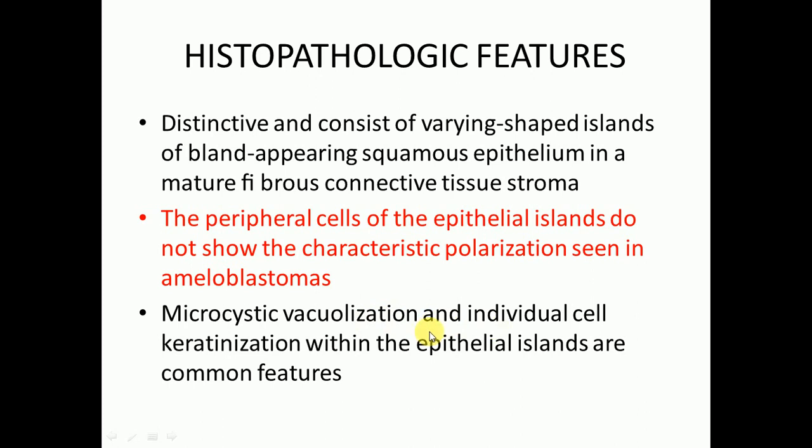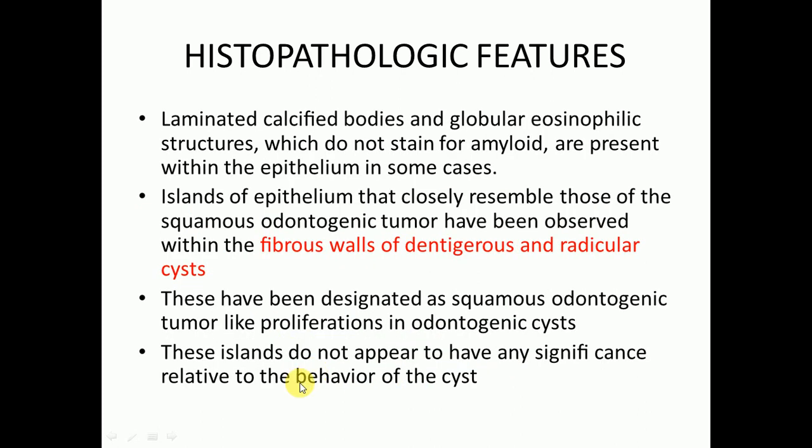Microcystic vacuolization and individual cell keratinization within the epithelial islands are common features. Laminated calcified bodies and globular eosinophilic structures which do not stain for amyloid are present within the epithelium in some cases. The amyloid stain was present in our previous lecture, in the calcifying epithelial odontogenic tumor or Pindborg tumor, but here there will be no amyloid stain.